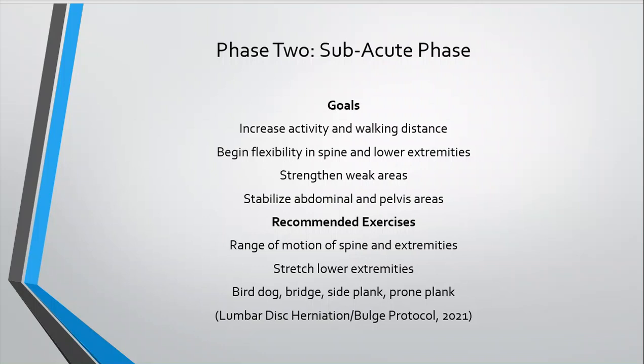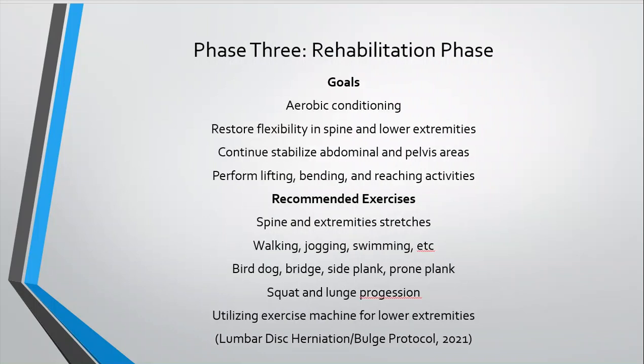The next phase is the rehabilitation phase, where we'll focus on aerobic conditioning, restoring spinal and lower extremity flexibility and strength, continue stabilization exercises, and doing functional lifting, bending, and reaching tasks with light resistance. For range of motion, functional, and flexibility, the patient will do spinal stretches and lower extremity stretches. Cardio will consist of walking, jogging, elliptical, or swimming.